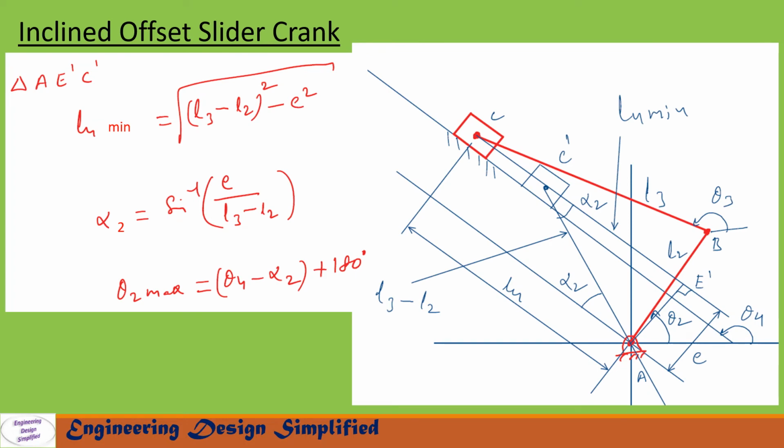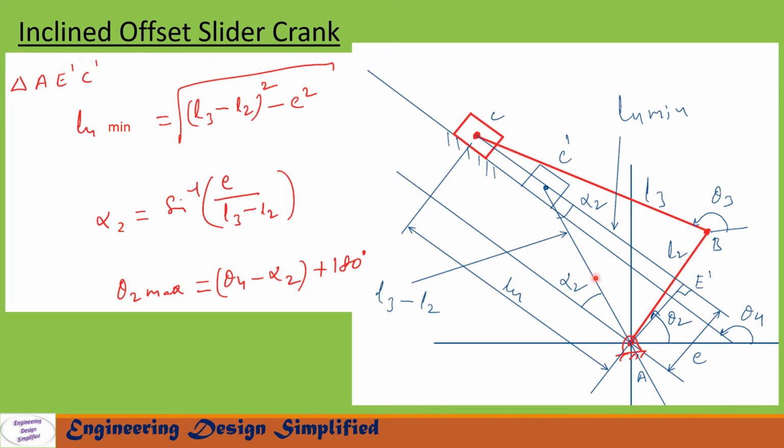Now let us see the minimum position of the slider, that is L4 minimum. So L4 minimum will occur when L2 is turning to this position, and L2 and L3 come in line as shown in figure. So in this position, this length from C prime to A can be written as L3 minus L2, and this height is E offset from A to E prime. So the minimum position L4 minimum is from C prime to E prime.